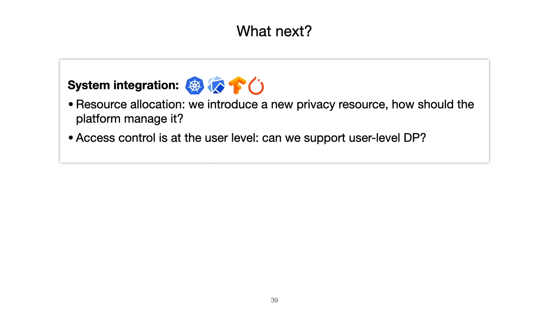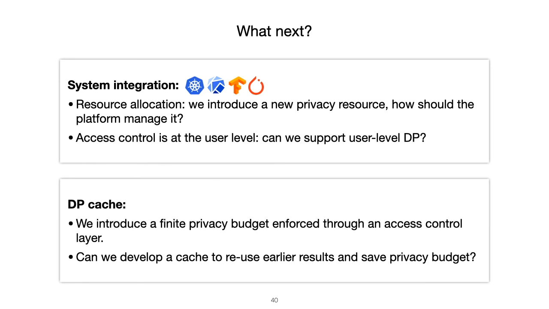So first, when we integrate this technique in a broader resource management system like Kubernetes and Kubeflow, for instance, we introduce a new resource, which is the privacy budget. So a natural question is, how should the platform manage and allocate this resource alongside computational ones. And another natural question is that access control usually operates at the level of data for an entire user. But here, in our model, we're protecting only individual observations. So can we bridge the gap by using user-level differential privacy to have a more natural level of protection? So these are questions that we're trying to answer with the same group at Columbia.